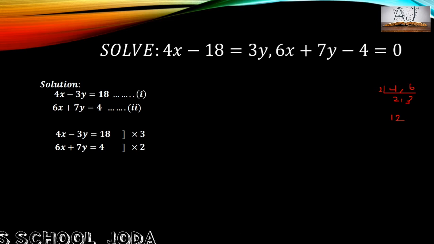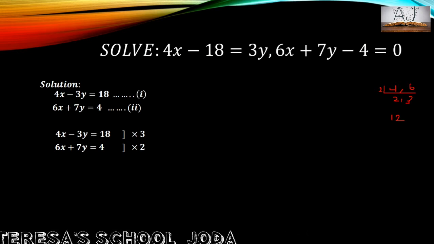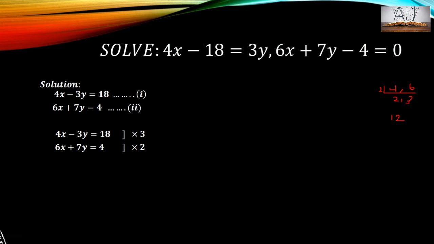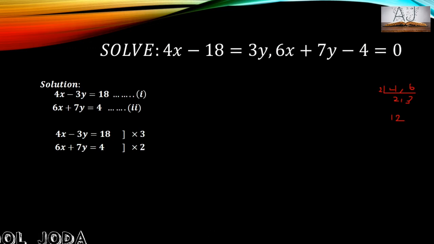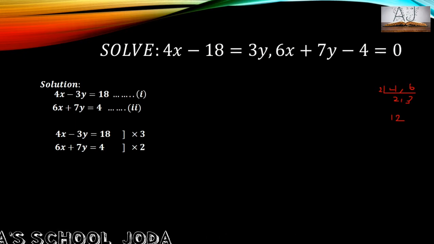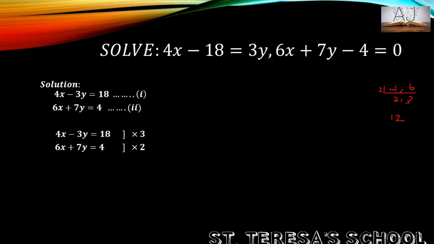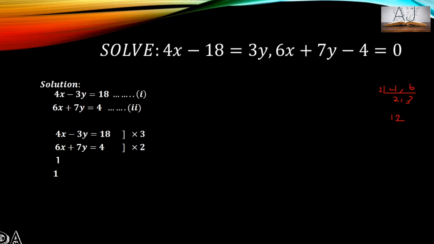Now when 12 is the LCM, see the first equation. Before x we have 4. What do you have to multiply to 4 to make it 12? 3. We cannot just multiply 4; we have to multiply the full equation. So the full first equation is multiplied by 3. Similarly, in front of x in the second equation we have 6. What do we have to multiply to make it 12? 2. So we multiply the full second equation by 2.